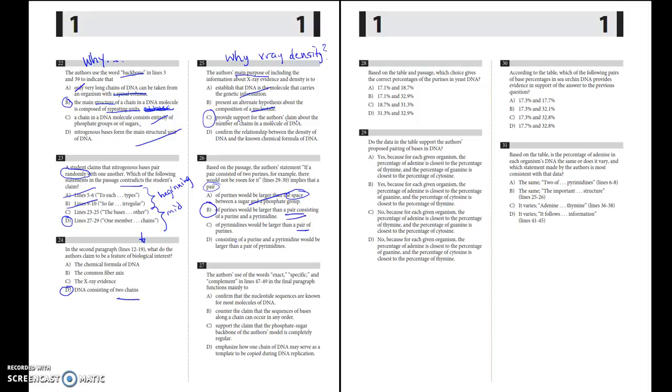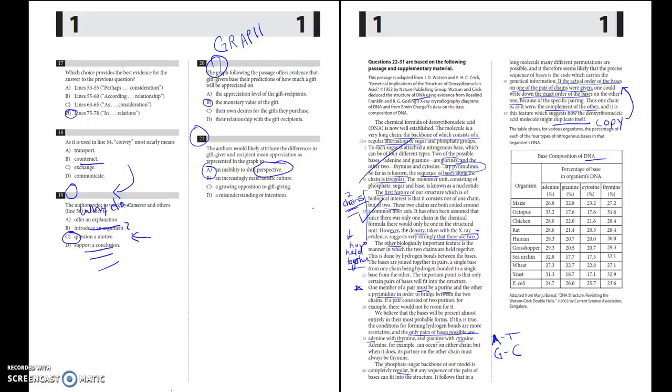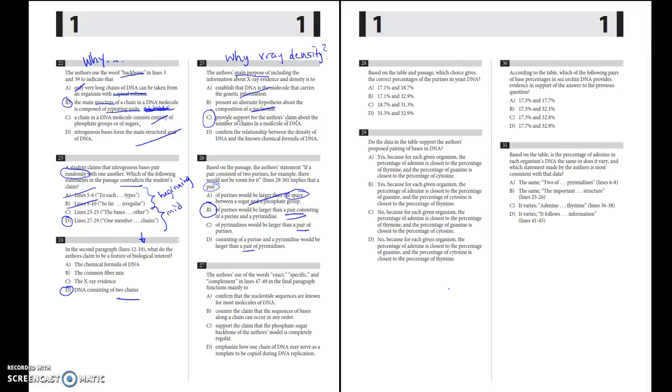Pair here, and this one also has that. So we do have to look at it. So is it saying that a pair of purines would be larger than a pair consisting of one and the other? Well, I kind of remember them saying exactly that. They say if a pair consists of two purines, for example, there would not be room. So two purines would be too big. So B is the right answer after all.